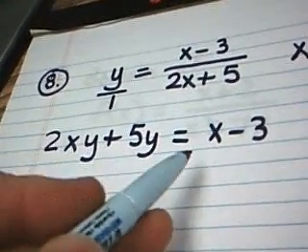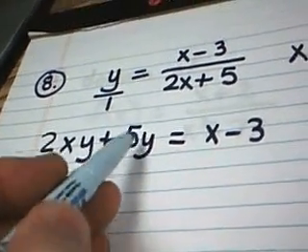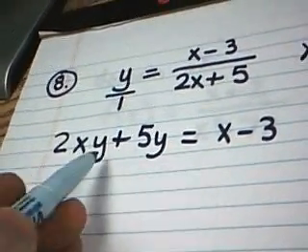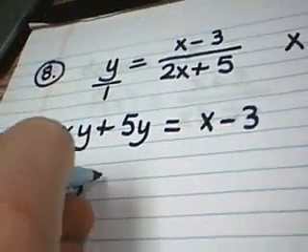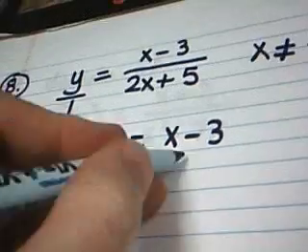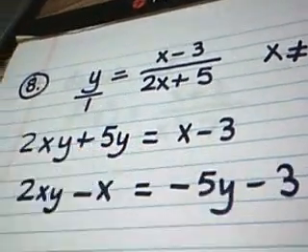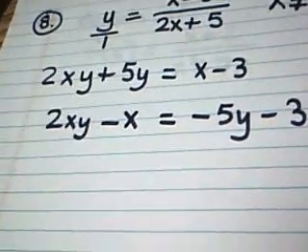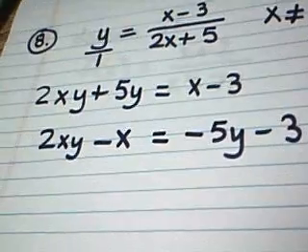Since we're solving for x, we need to get all of our x's on the same side. I'm going to reserve the left-hand side for the x's. So I'm going to end up with 2xy minus x is equal to the opposite of 5y minus 3. In other words, we did a little family reunion: the x's together, the non-x's together.